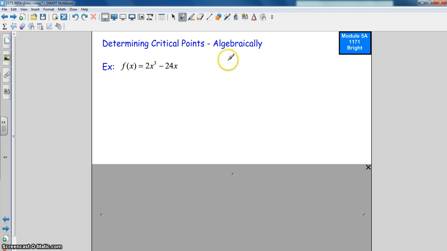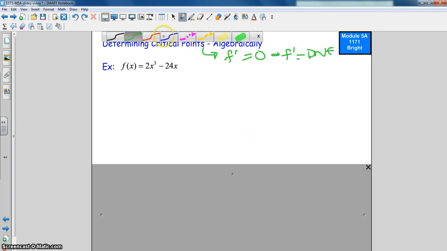Remember, there were two conditions for critical points. The first one was where the first derivative is equal to 0, and the second one was where the first derivative does not exist. Meaning, how do I get something to not exist? I have to have a denominator that gives me a value that results in me dividing by 0. There are a couple other conditions too, but that's the main one when we think about does not exist.